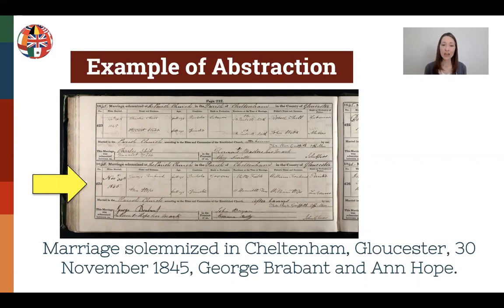So instead, I just keep the information in the same order that it appears in the document, but I just record the important information. Like the marriage was solemnized in Cheltenham, Gloucester, 30th of November, 1845, George Brabant and Anne Hope. So these are the people being married and this is the date. So I'm just taking out that information without having to reproduce the whole form.